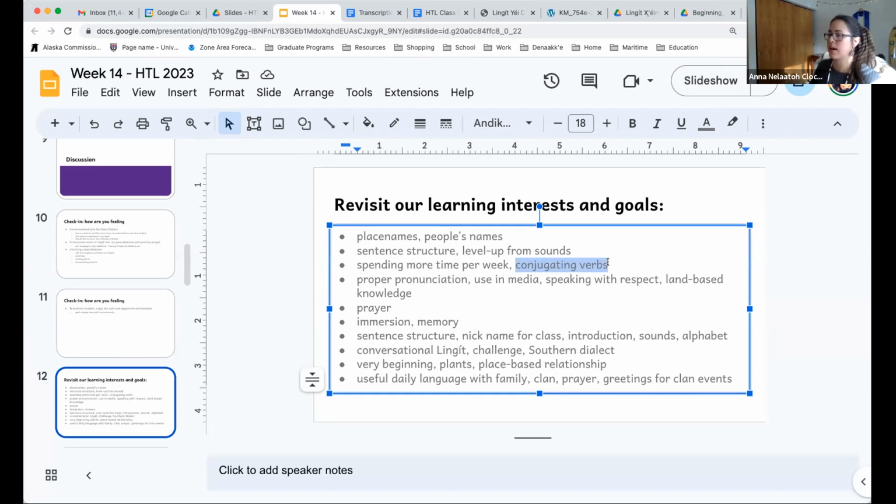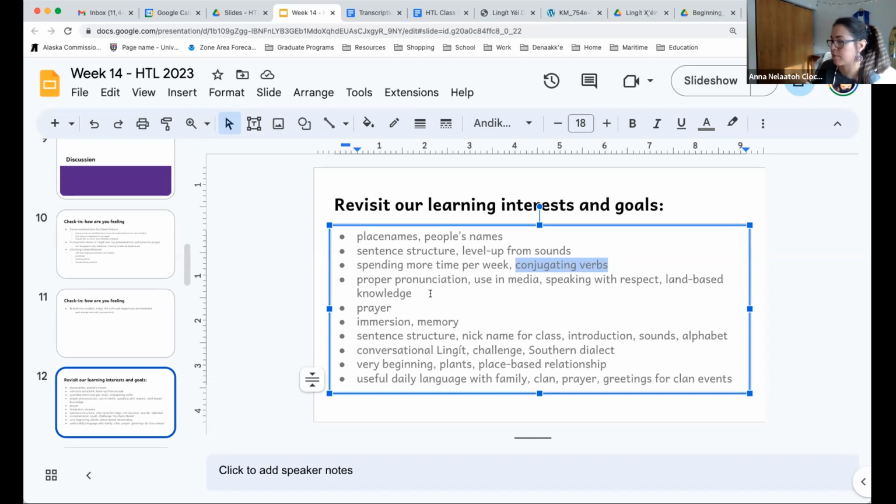So far in this class, we've identified verb roots, and that's a good starting point for being able to conjugate verbs. Conjugating verbs just means changing. So if I say I walk, changing it from I walk to you walk, or from I walk to I walked, or I will walk. It's just changing the way you're talking about an action or a state of being.